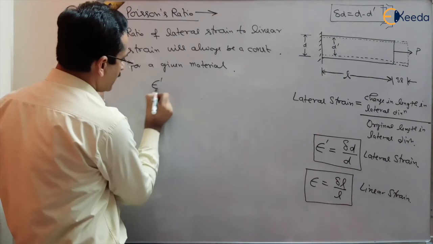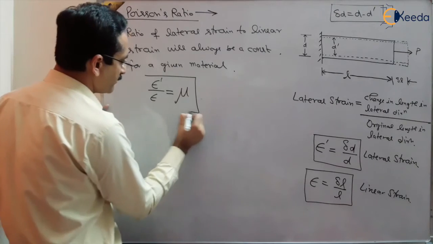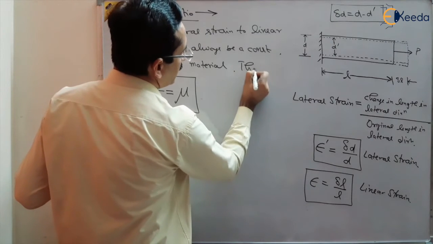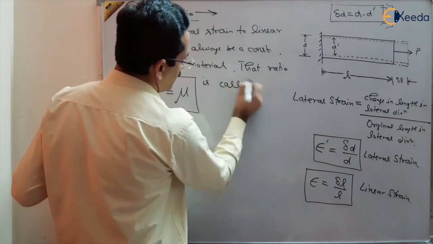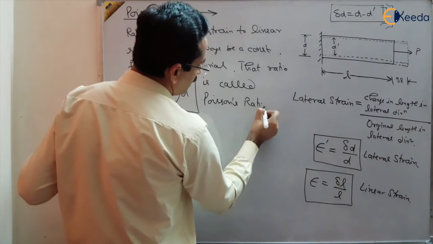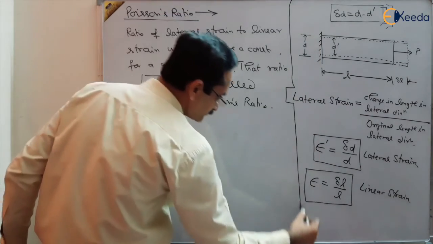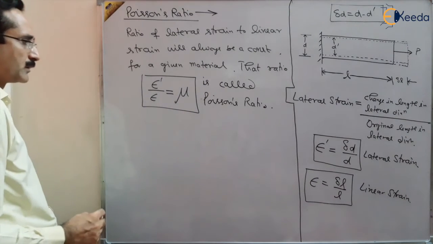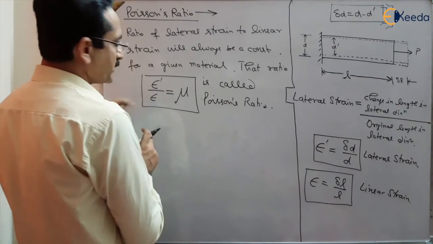Means epsilon dash upon epsilon should be equal to a constant, and that ratio is called Poisson's ratio for a given material, right? So this ratio is called Poisson's ratio, and we are denoting it by mu. Is it okay? So mu is the Poisson's ratio, epsilon dash upon epsilon.